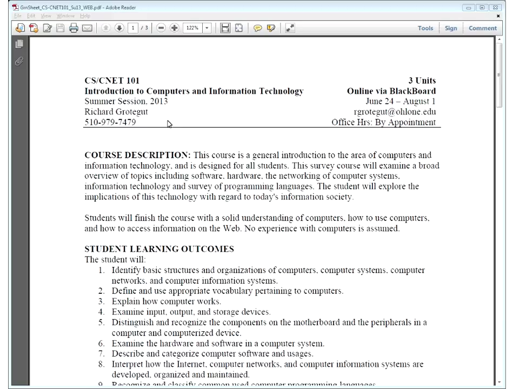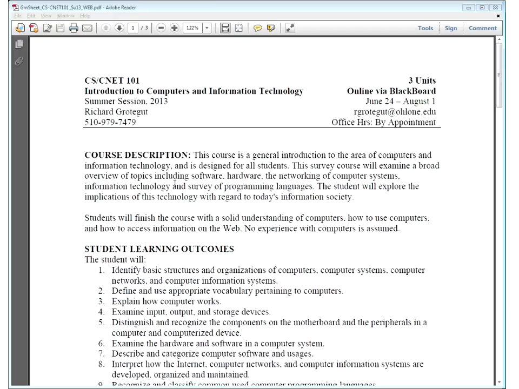So again, this is a CS and CNET 101 course. It's a general computer literacy course. It's designed for all students to take. It's a transfer course. I think it's a required course for business majors. Here's the description. There are the learning outcomes.